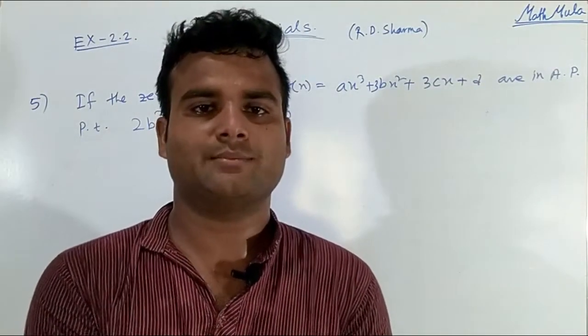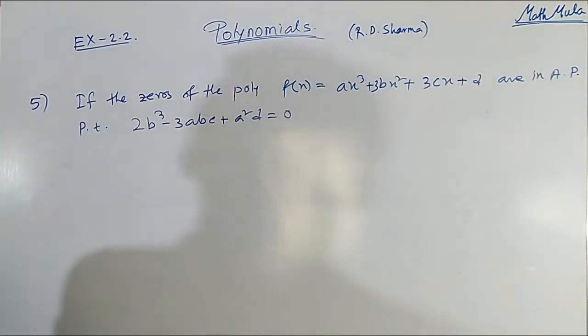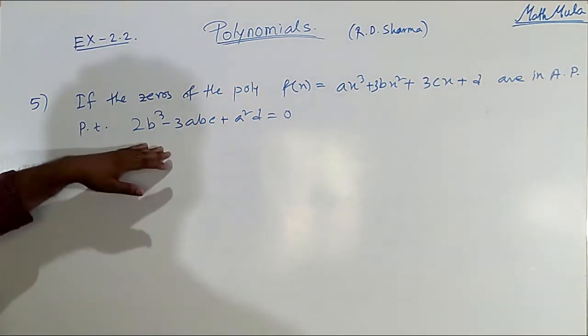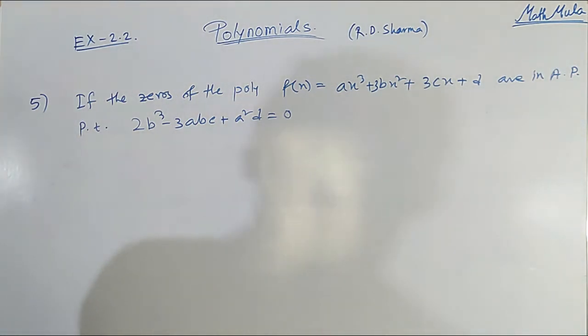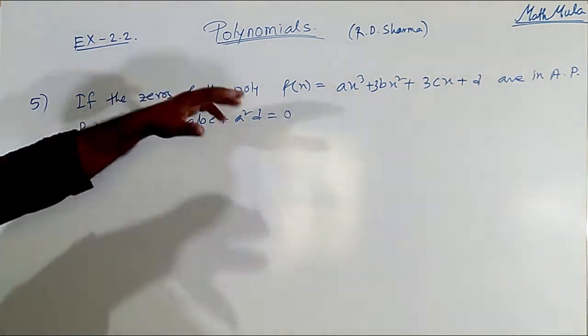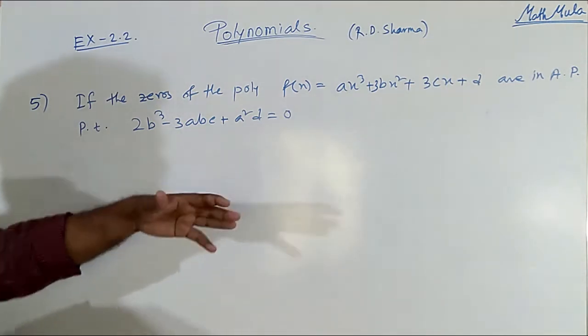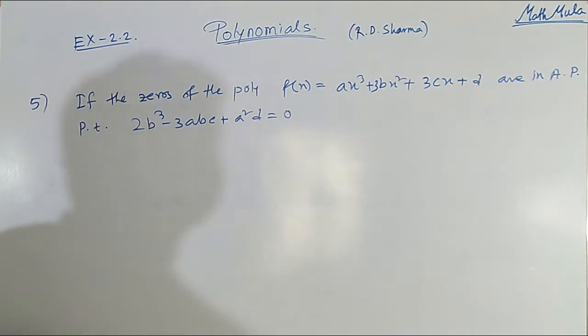Now we solve sum number 5. If the zeros of the polynomial f of x equals to ax cube plus 3bx square plus 3cx plus d are in AP, prove that 2b cube minus 3abc plus a squared d equals to 0. Now look, if the zeros are in AP, then we have to prove this condition. Now we can solve this sum same as sum number 4, but now we solve this sum in another method.